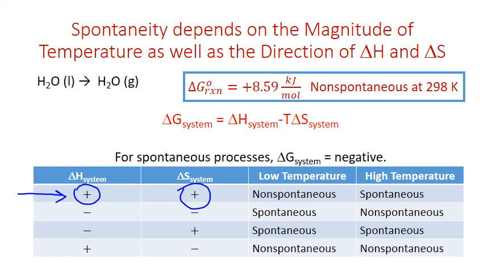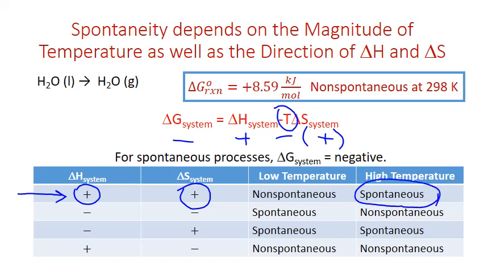Now, in terms of the equation, we have a positive value minus another positive value. The only way that we're going to get a negative value for our delta G is if that second term is larger than the first. And this will happen when the temperature value is higher. So this process is considered spontaneous at higher temperature values.